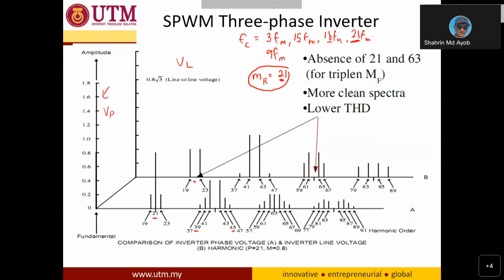And as you can see here, the line to line voltage waveform spectrum is cleaner compared to the V phase. The V phase has very many harmonics, while the line to line has fewer. For example, compare this cluster to this cluster. As you can see, the line to line waveform harmonic spectrum is much cleaner.